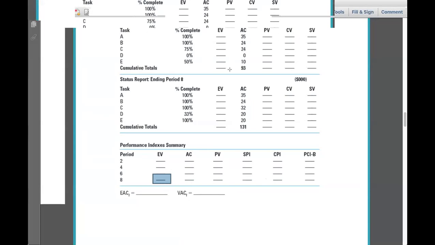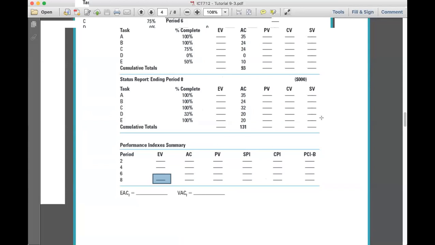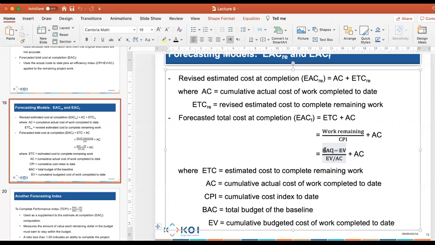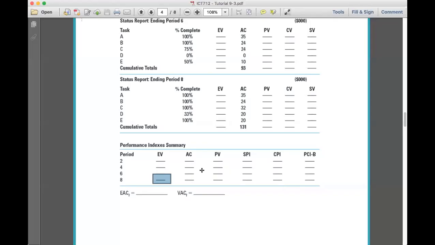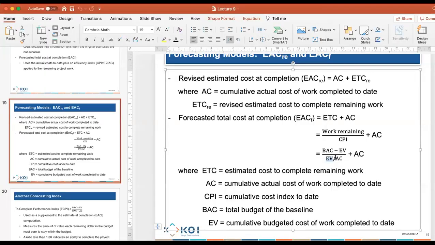$154. 154. So already I know that I need to put 206 minus 154 divided by EV. What's EV for period 8? The same value, 154. 154 divided by my actual cost of period 8. What's my actual cost for period 8? What's this figure here? 131. 131. Great. So I have now that figure and that figure divided by 131 plus actual cost plus what?